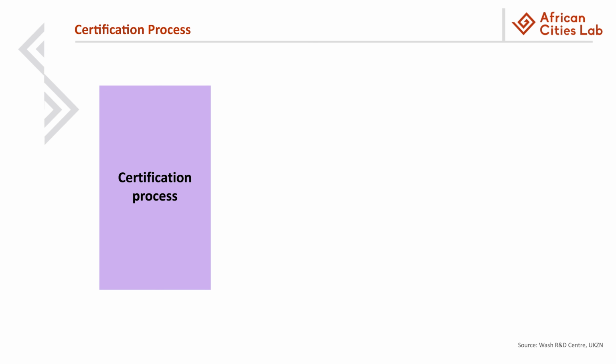Going on to the certification process, this includes 3 phases. The first is the document checks, whereby the manufacturer will submit all of the design documents, verification certificates, and the user manual to the certification body for evaluation.